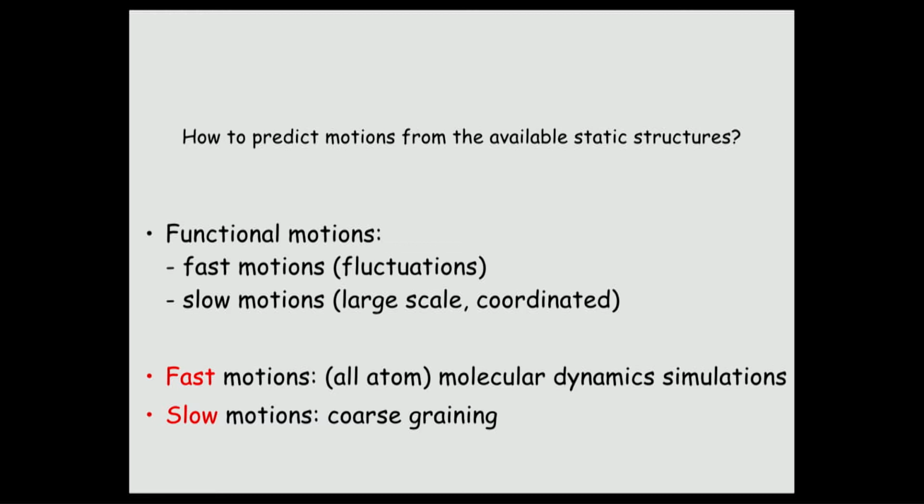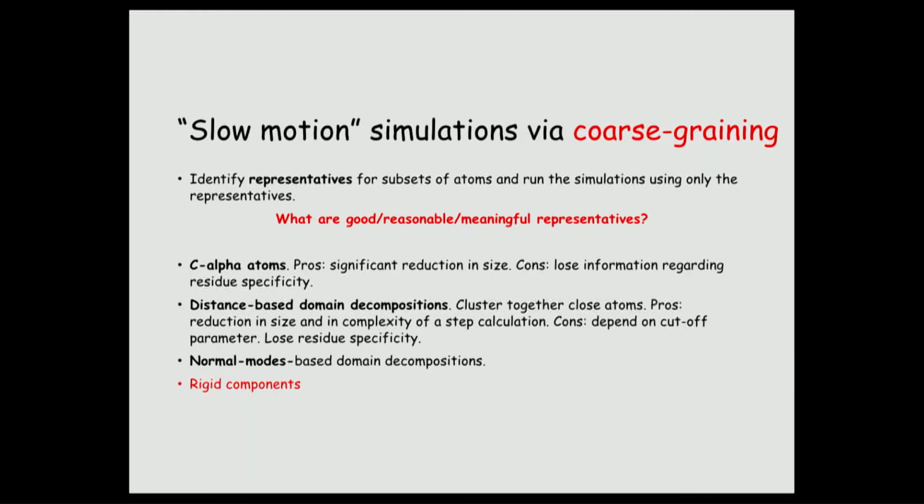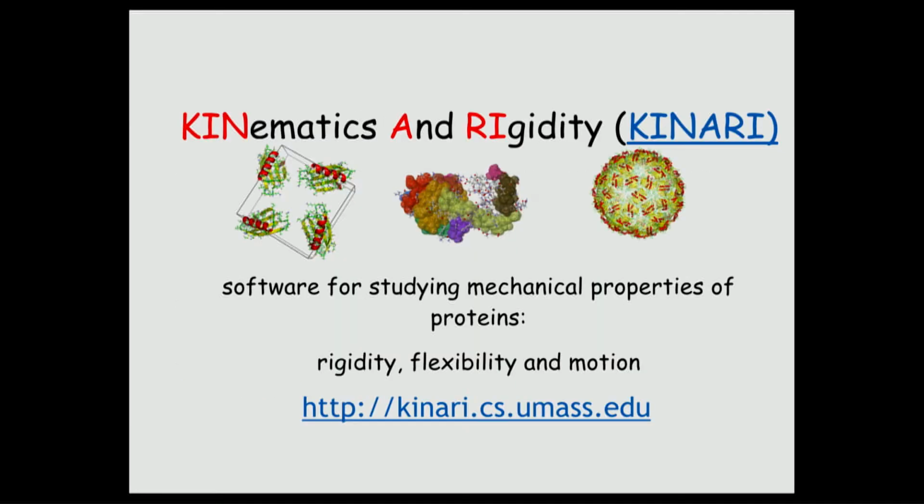Namely, in order to do slow motions, you have to do some sort of coarse graining. And techniques for coarse graining are those that identify representatives for subsets of atoms and run the simulation using one of the representatives. And there are a number of ways of doing this. Some have been around for decades. And the recent one that was pioneered by the group of Mike Thorpe, to the best of my knowledge, is based on rigid components. And there has been software developed in his group.